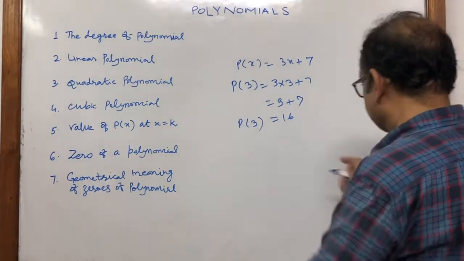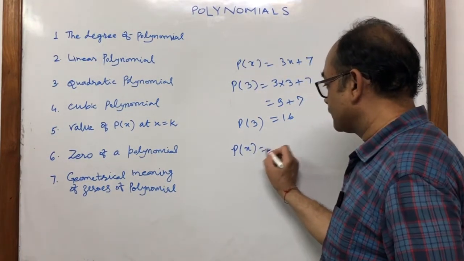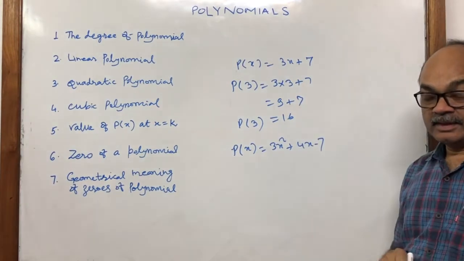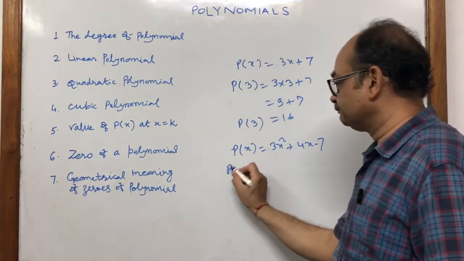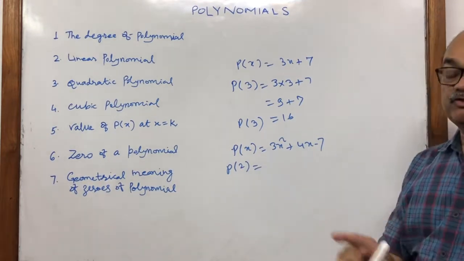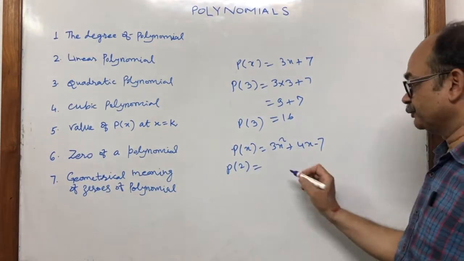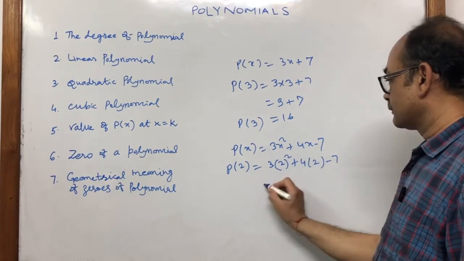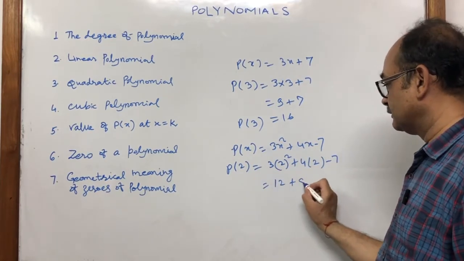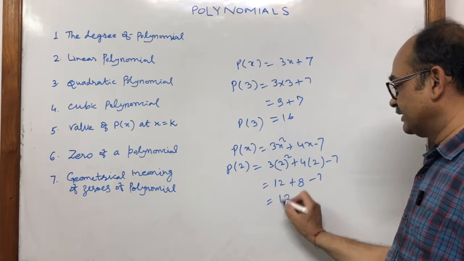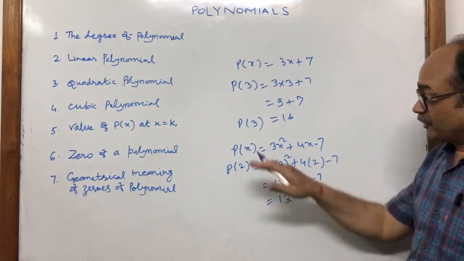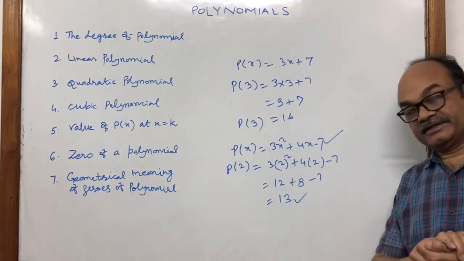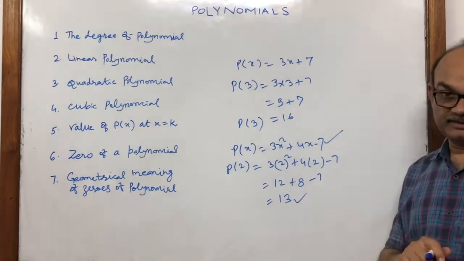Suppose a quadratic polynomial 3x square plus 4x minus 7, and I want to calculate its P2. It means I have to substitute for every x the value 2. 4, 3 12, 12 plus 8 minus 7, that answer is 13. So the polynomial value at 2 for this polynomial is nothing but 13. It is said to be the value of the polynomial.